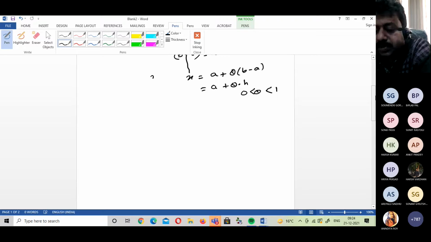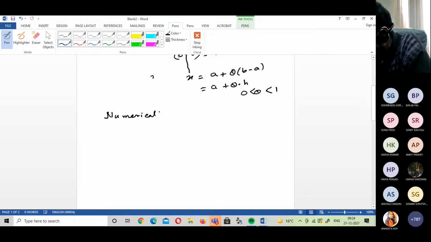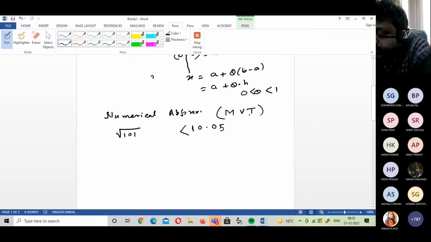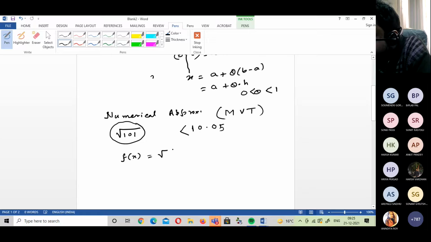Basically, Lagrange's mean value theorem is used to perform some numerical approximations. Now suppose you are given a problem: prove that root over 101 is less than 10.05 using the mean value theorem. In order to perform this type of numerical approximation, first of all you have to assume a function f(x) similar to it, as root over x.